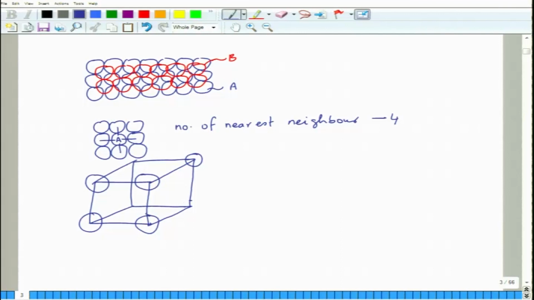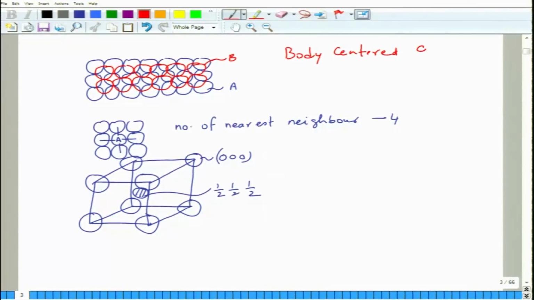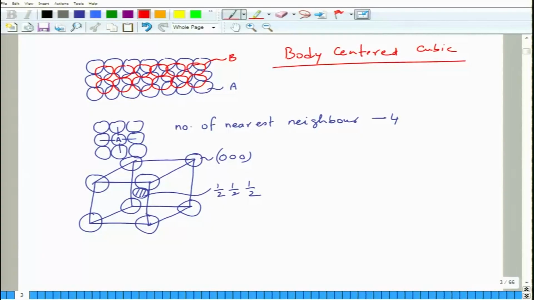Okay, so for the sake of illustration, the atoms are not touching here, and one atom will be at the center. So these will be at 0, 0, 0 position, and this will be at half, half, half position. This kind of lattice is called body centered cubic. Here you can see that this structure is less closely packed as compared to hexagonal close packed or face centered cubic structure. We will see the atomic packing factor in a little while.